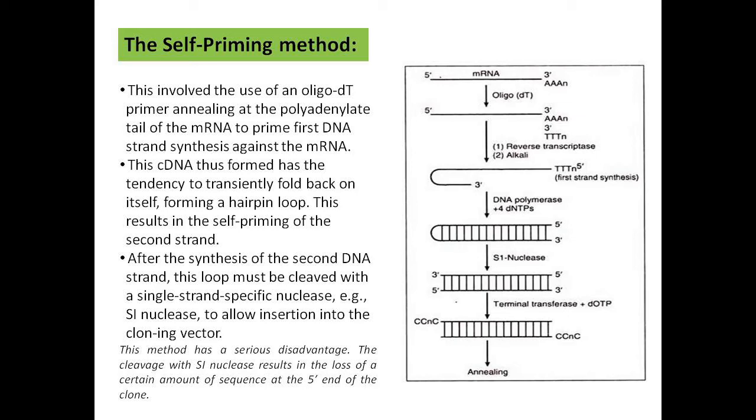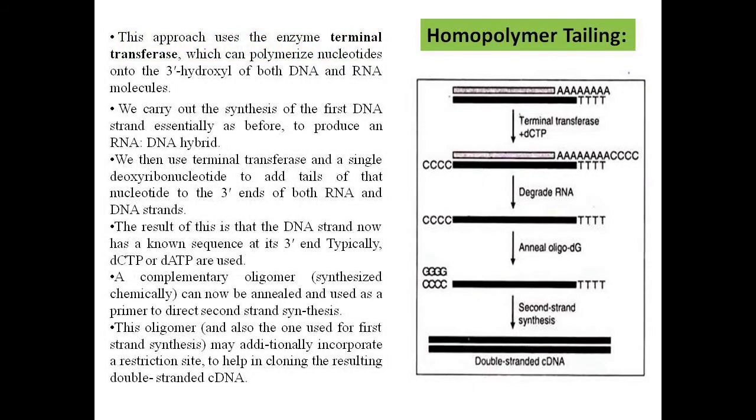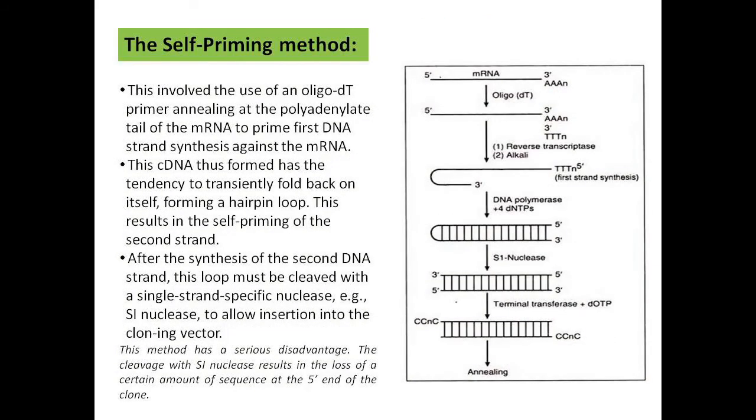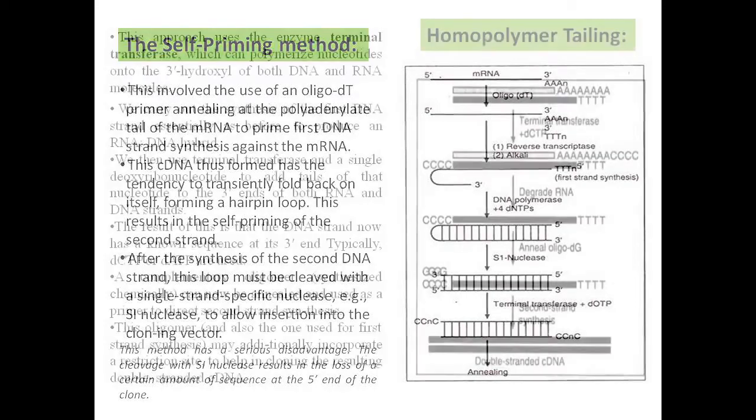After the synthesis of the second DNA strand, this loop must be cleaved with a single-strand specific nuclease, which we know is S1 nuclease, and this allows the insertion of cDNA into the cloning vector. One of the serious disadvantages of this method is that this S1 nuclease can also cut extra sequence from the 5' end. So that is very important to keep in mind.